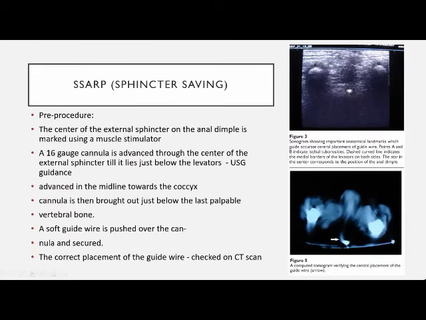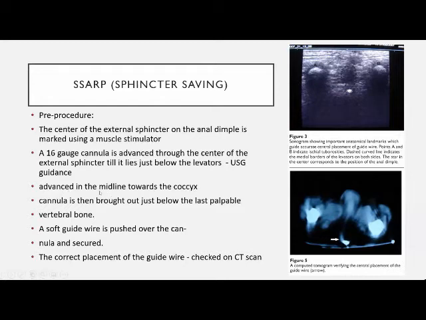Sphincter saving anorectoplasty. This is another described technique in which, similar to Stephens' principle, they're attempting to make it more precise. Pre-procedure, the center of the external sphincter on the anal dimple is marked using a muscle stimulator, and a 16-gauge cannula is advanced to the center of the external sphincter to lie just below the levators under USG guidance, as shown here. And then the cannula is brought out.